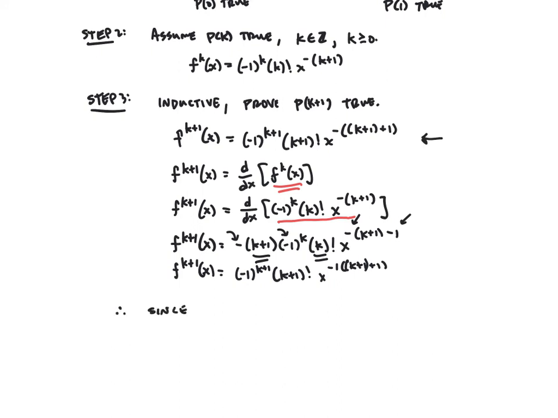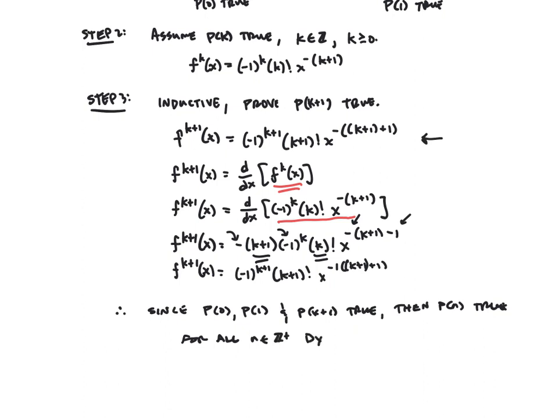All right, therefore, since p of 0, p of 1, and p of k plus 1 are true, then p of n is true for all n in the positive integers, by, I'll write it all the way out, mathematical induction. All right, guys, it's math induction.